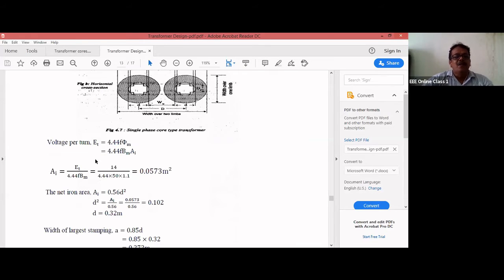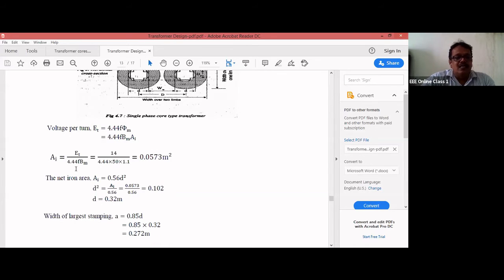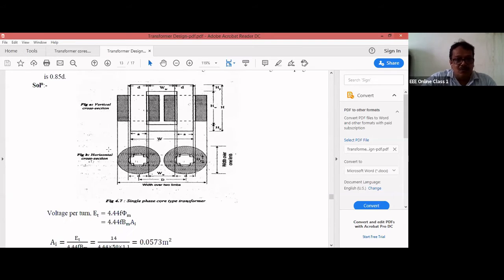Let us find out. Voltage per turn, ET, is equal to 4.44 f phi m. Phi m can be written as Bm into AI. Calculate AI. AI is nothing but the net iron area of the core. Core means this entire part, including the yoke and including the limb.